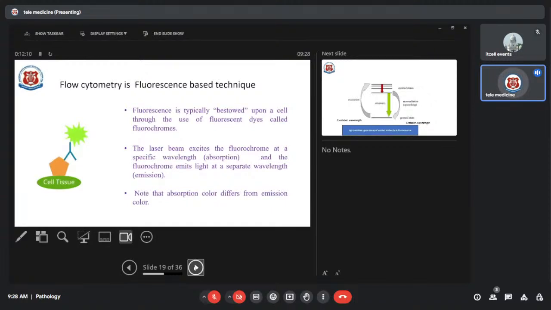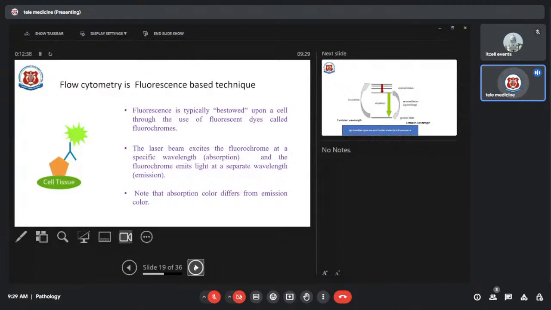So basically the flow cytometry is a fluorescence based technique. So we use these fluorochromes or fluorescent markers of different types which are tagged to the antibody, and finally this antibody will go and attach to the antigen present on the cell surface, on the marker. So the fluorescence is bestowed upon a cell through the use of fluorescent dye called fluorochromes.